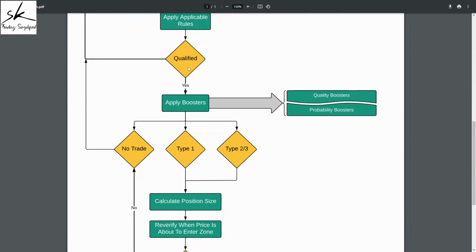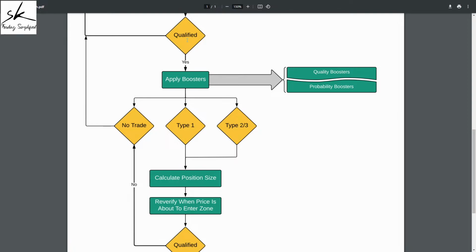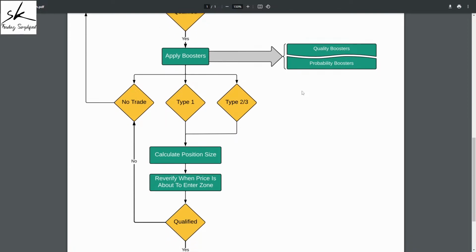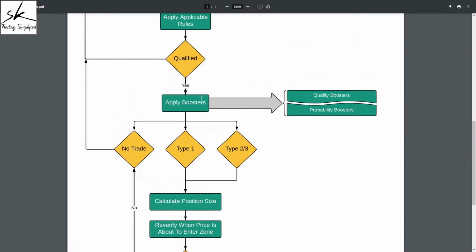So after applying the applicable rules, is the zone qualified for us? The answer is yes, because none of these conditions disqualified the area for us. If any of these conditions would have disqualified it, we then had no choice but to move on to the next symbol.